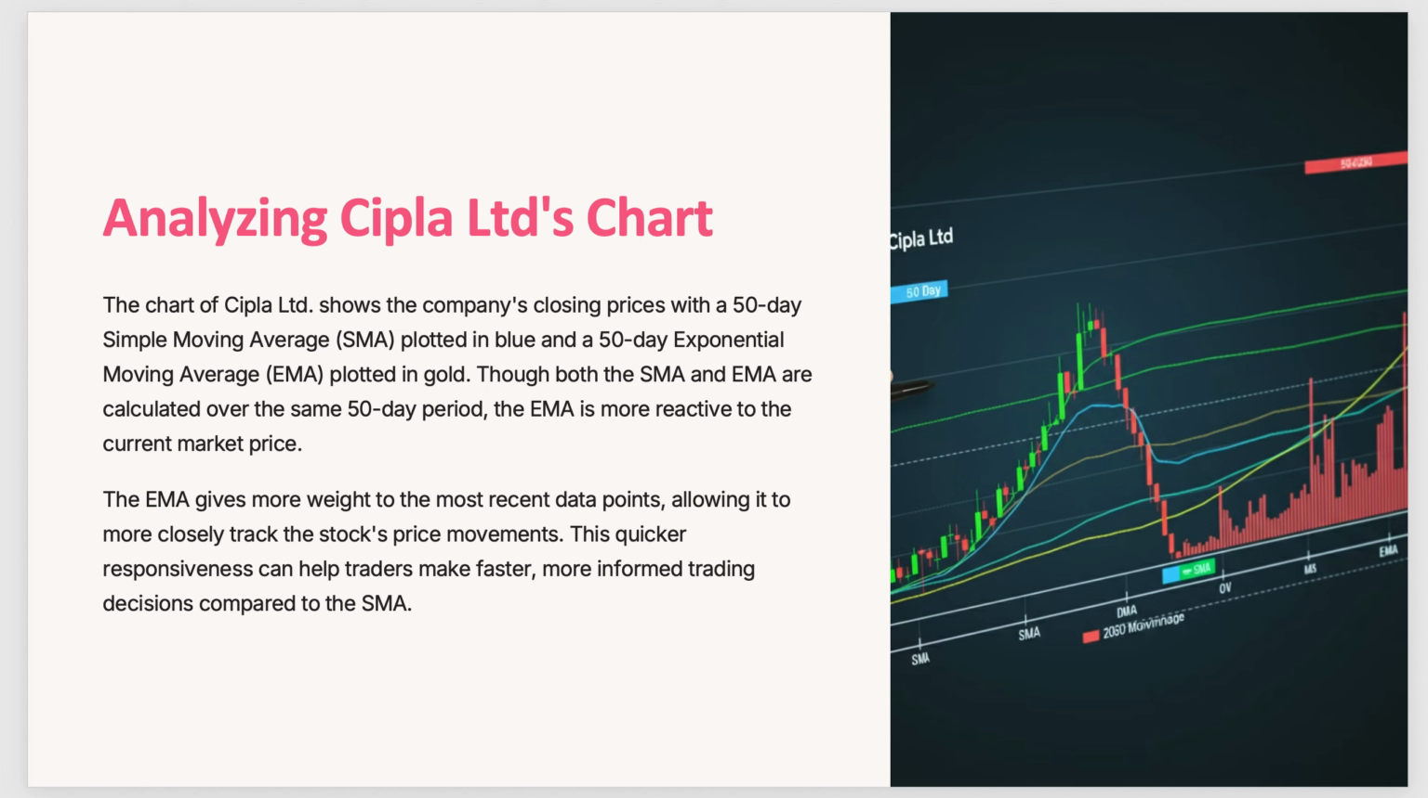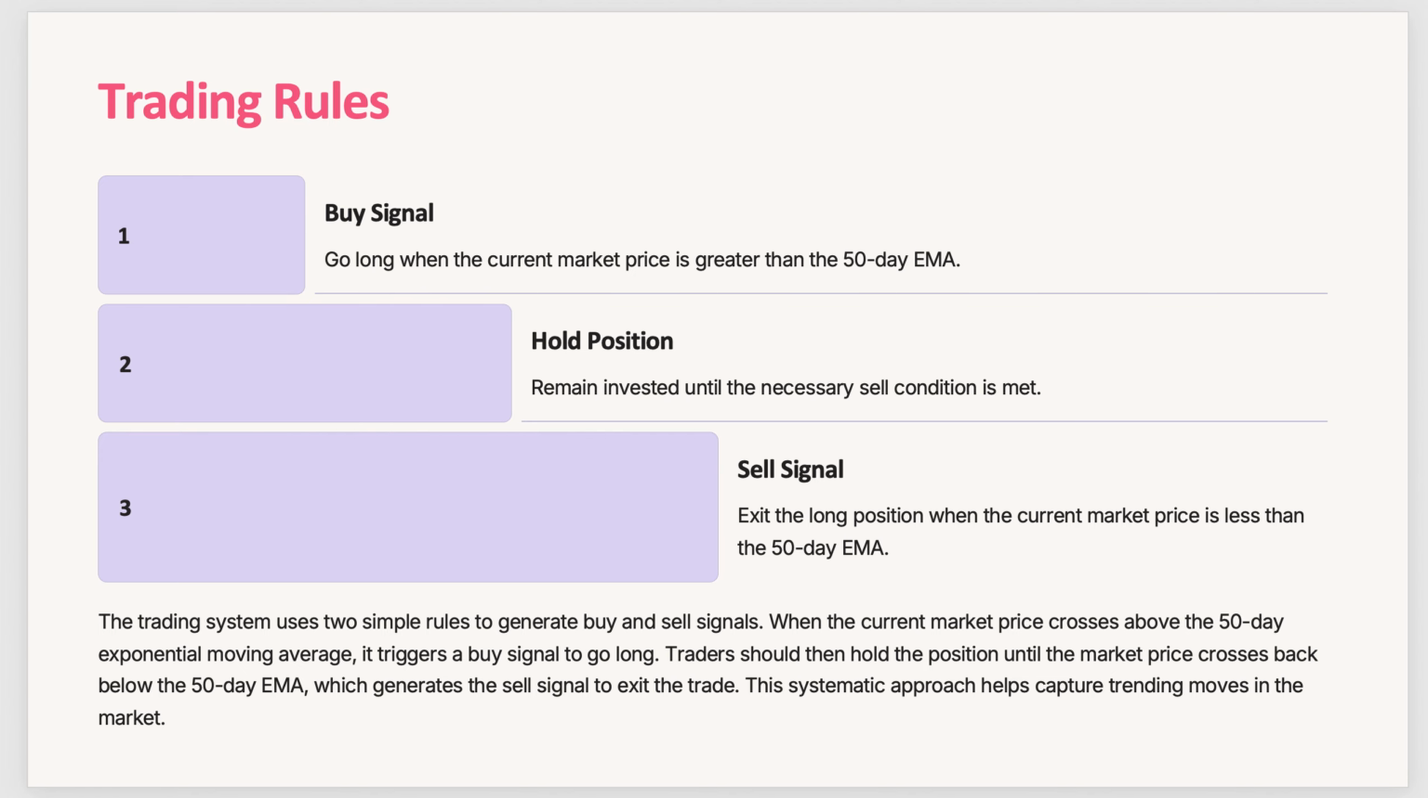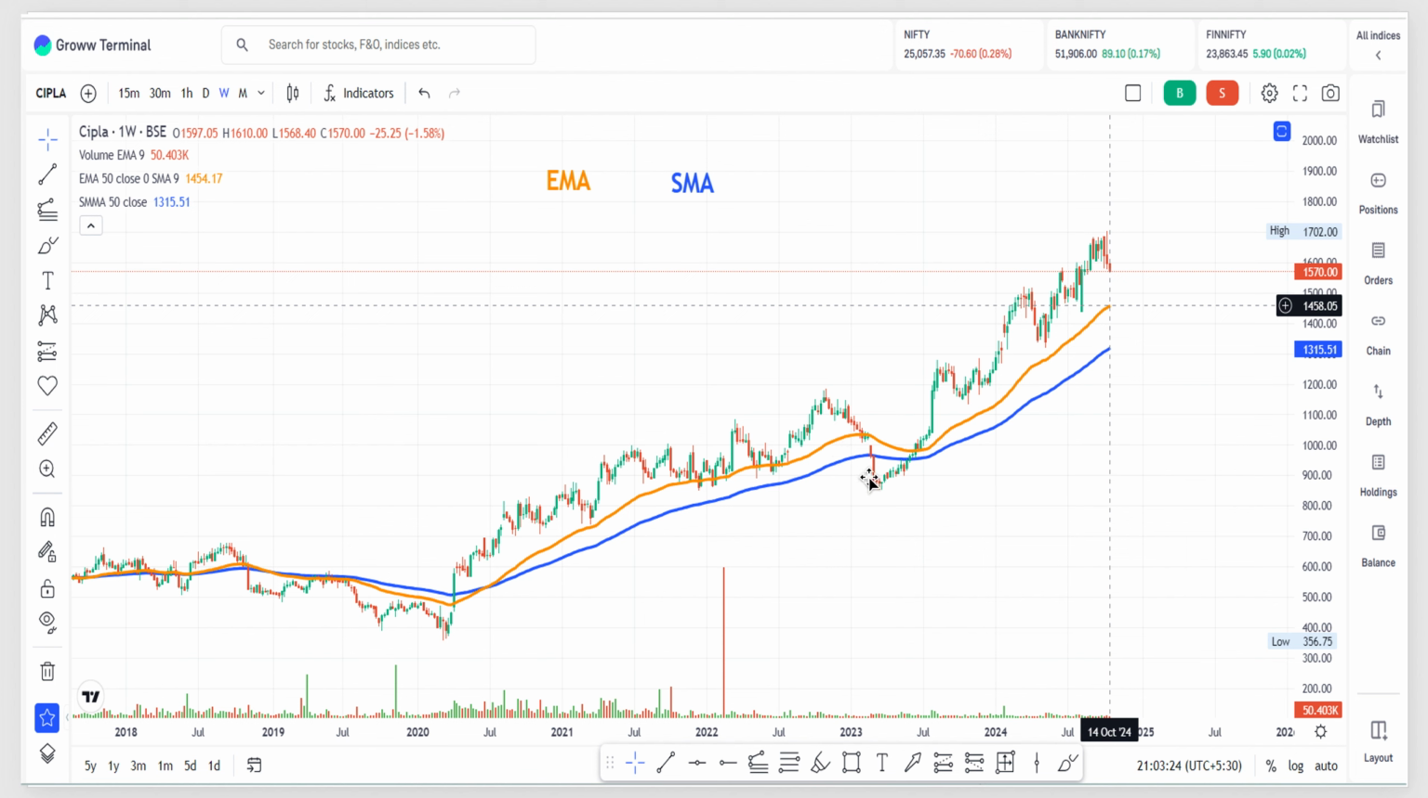Analyzing Cipla's chart, you can clearly see how EMA considers the recent data rather than the past data, continuously compared with the simple moving average. So the trading rule or strategy or setup is simple: when it crosses, do not go just like that. If it is coming from the top, you should not enter the trade here. Since it is coming from the bottom, you should enter the trade.